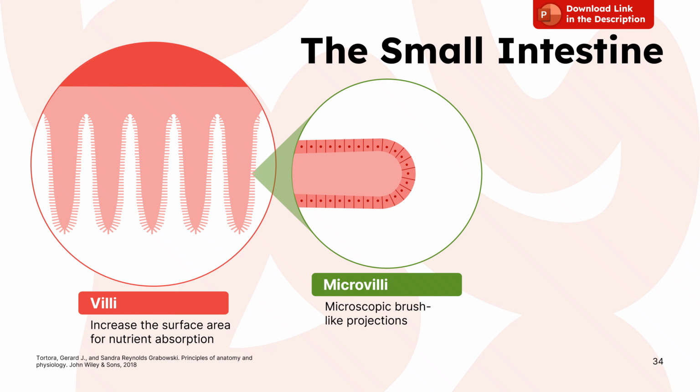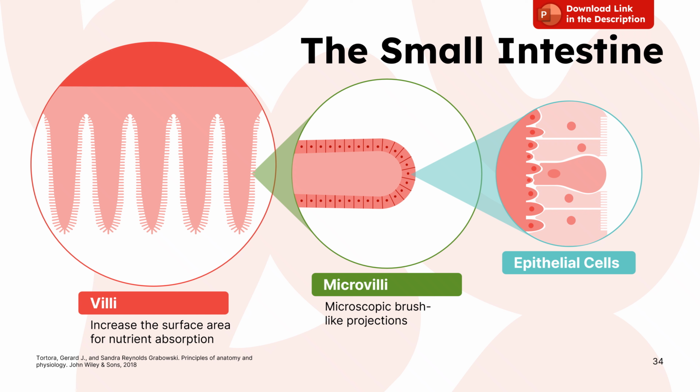These microvilli are composed of specialized epithelial cells that are adept at absorbing nutrients, while goblet cells are interspersed among them, secreting mucus to protect and lubricate the intestinal lining. These features highlight the remarkable adaptations of the small intestine for optimal nutrient uptake.